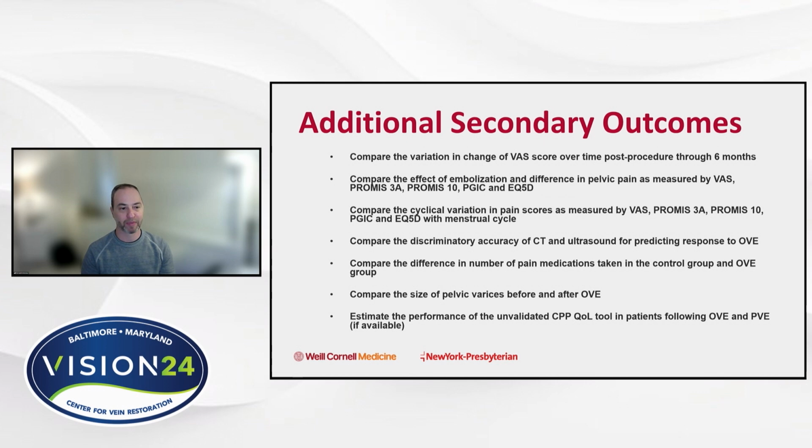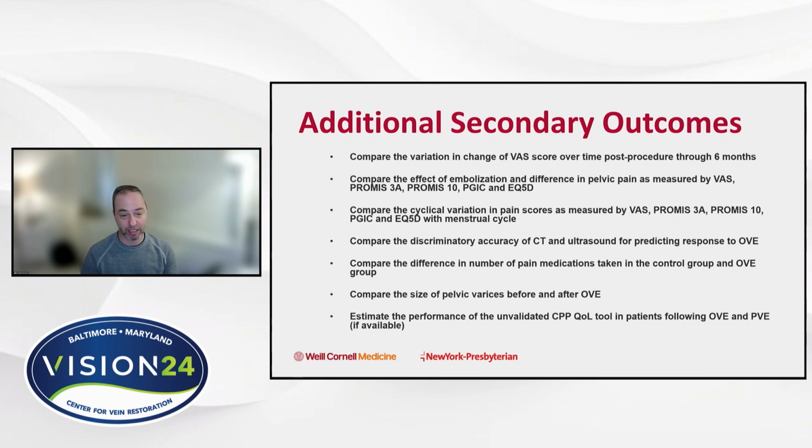Next slide. We're going to have a lot of secondary outcomes. I don't know if I need to go into this level of detail at this point, but I'm happy to answer questions about this. I think it's going to be interesting to evaluate more components. How good was CT and or ultrasound at predicting response to embolization? How good or bad is pain medication in addition to our embolization and invasive procedures? And are we able to reduce the need for some of these pain medications?